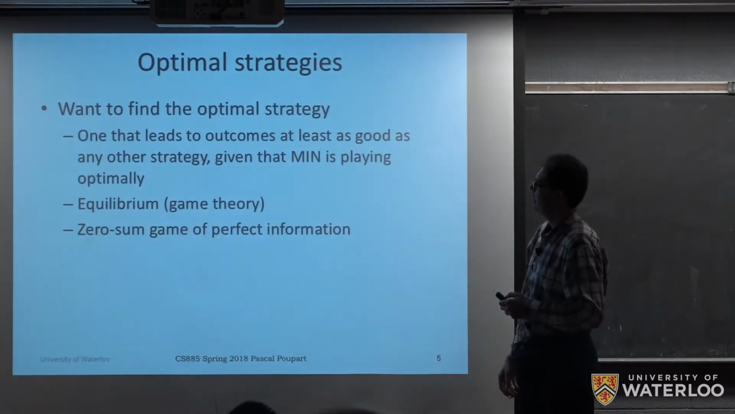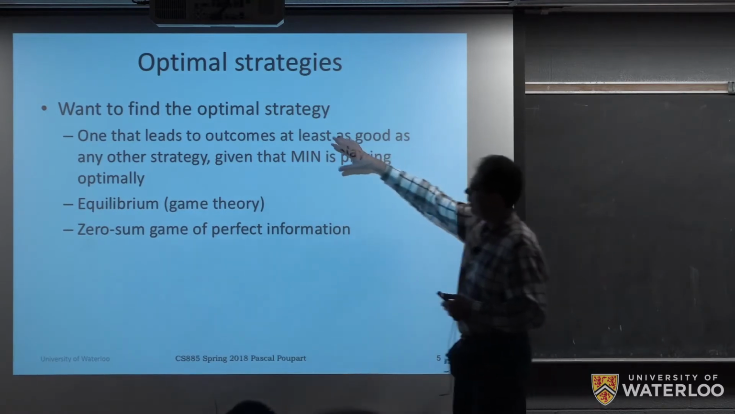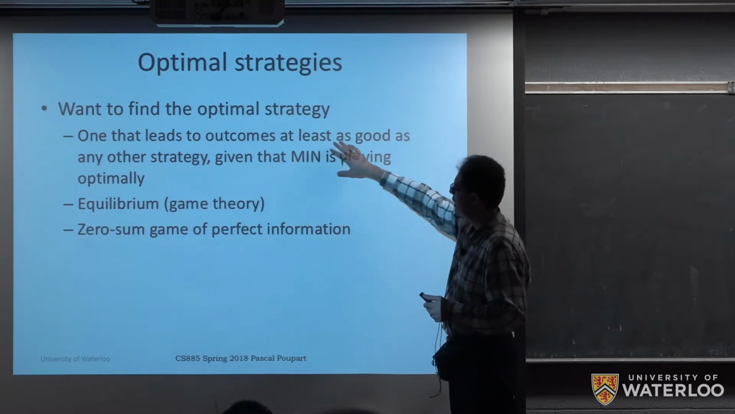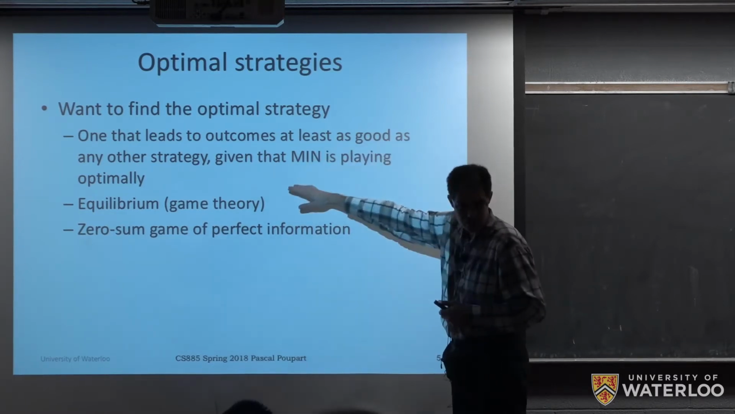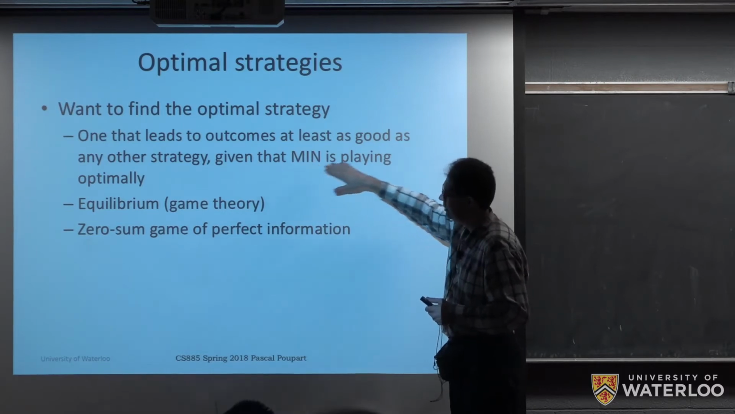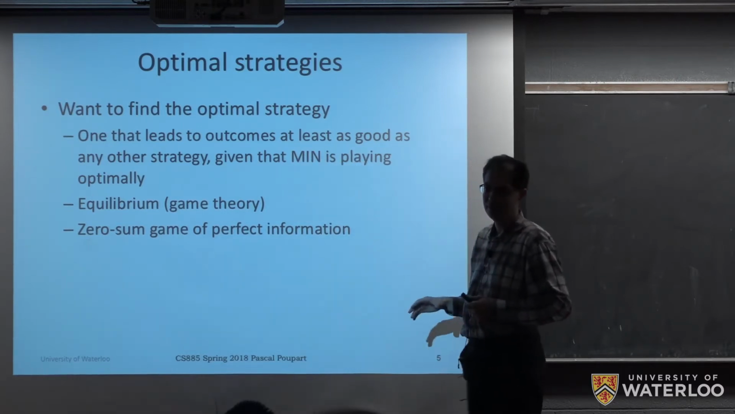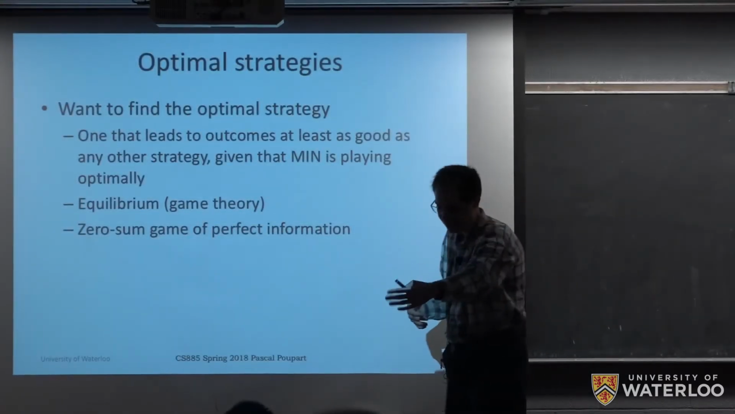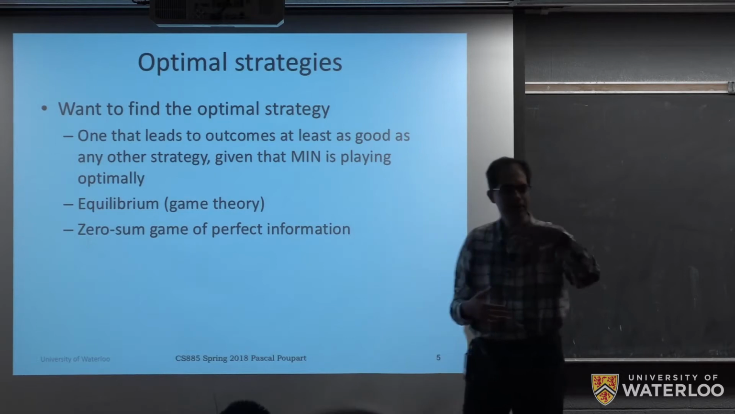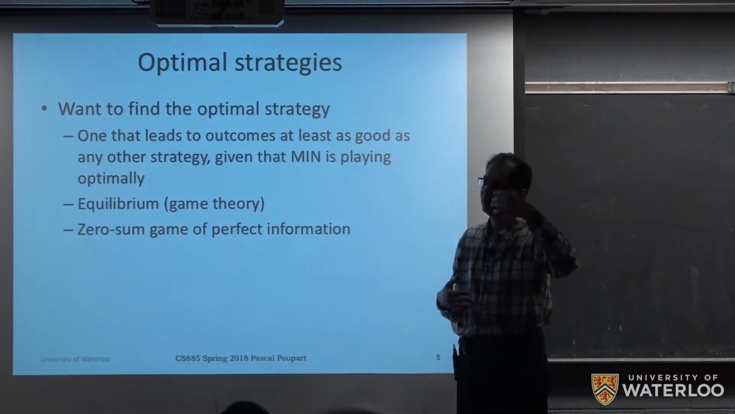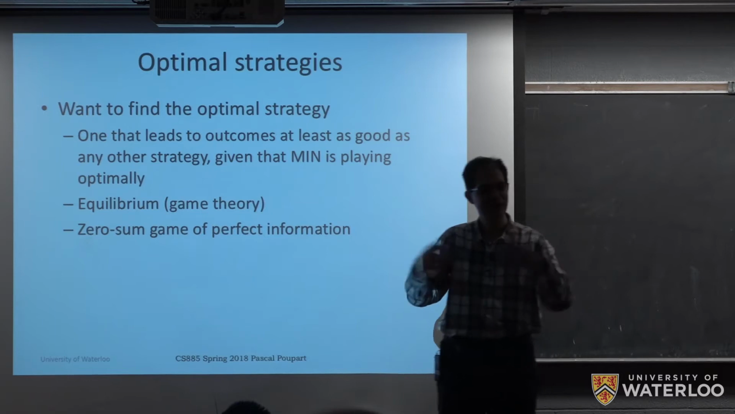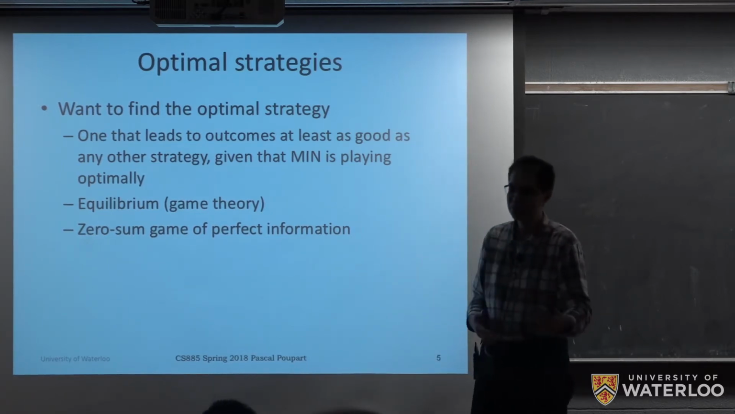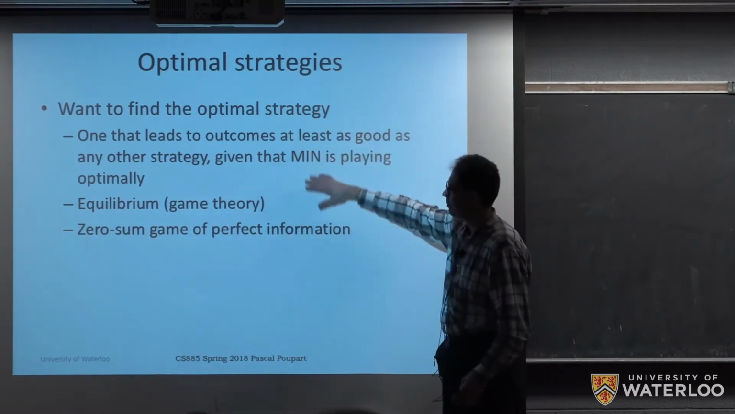So here we want to find an optimal strategy, and it's going to be the one that leads to outcomes that are at least as good as any other strategy, given that min is also playing optimally. In real life, when you play against someone else, that opponent is not necessarily optimal. It might be a friend of yours, and you might know their weaknesses and be able to exploit that.